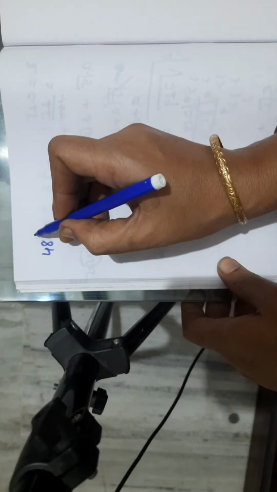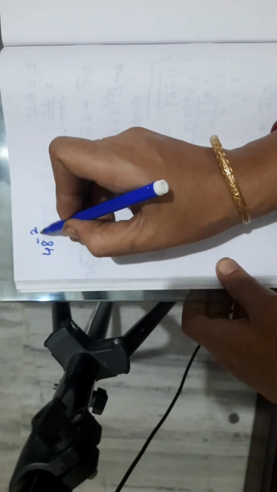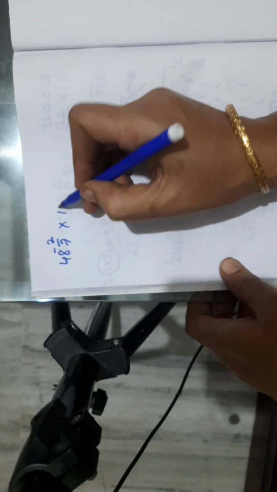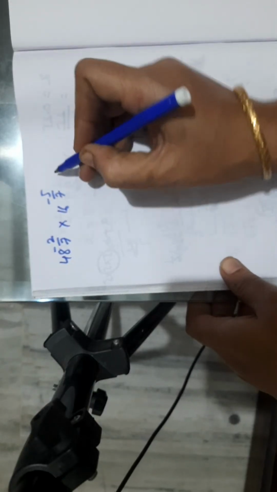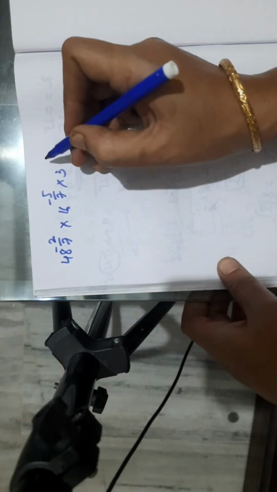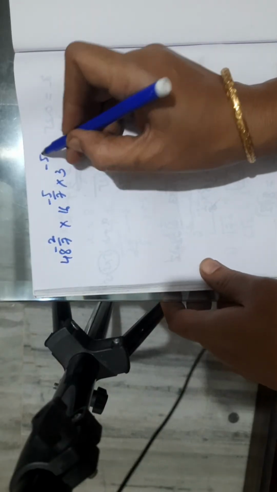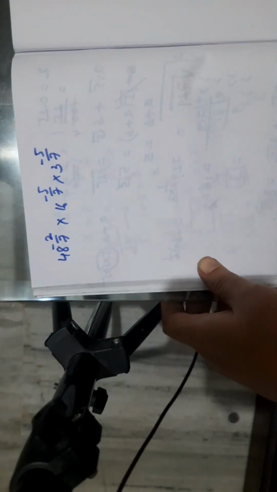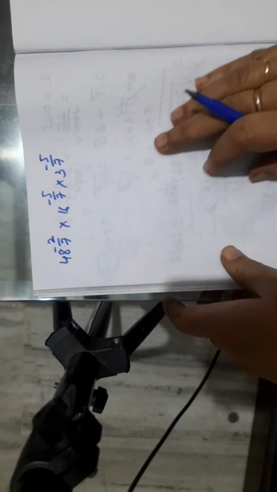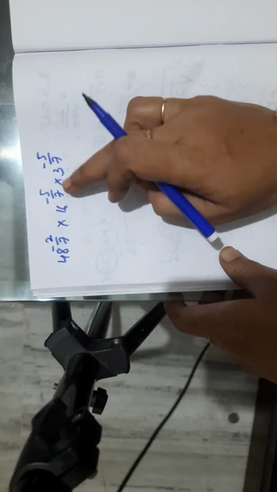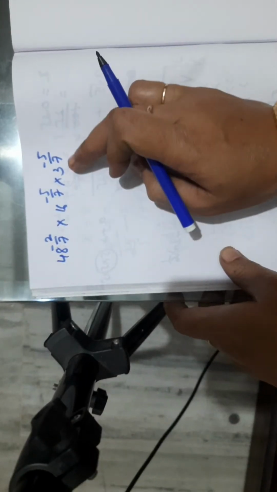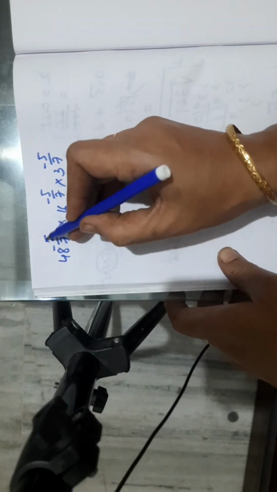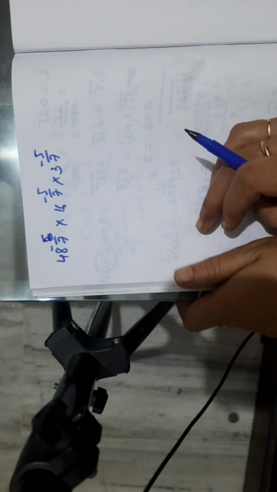48 power minus 2 by 7 multiplied by 16 power minus 5 by 7, 3 power minus 5 by 7. So here some mistake is there. If you remember, I told you, if the power is same, we multiply the base. So here it must be minus 5 by 7. There must be some correction.